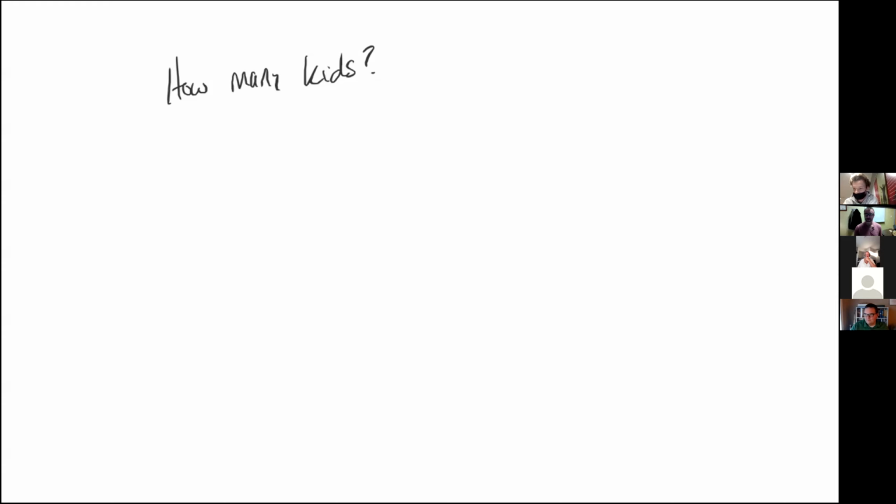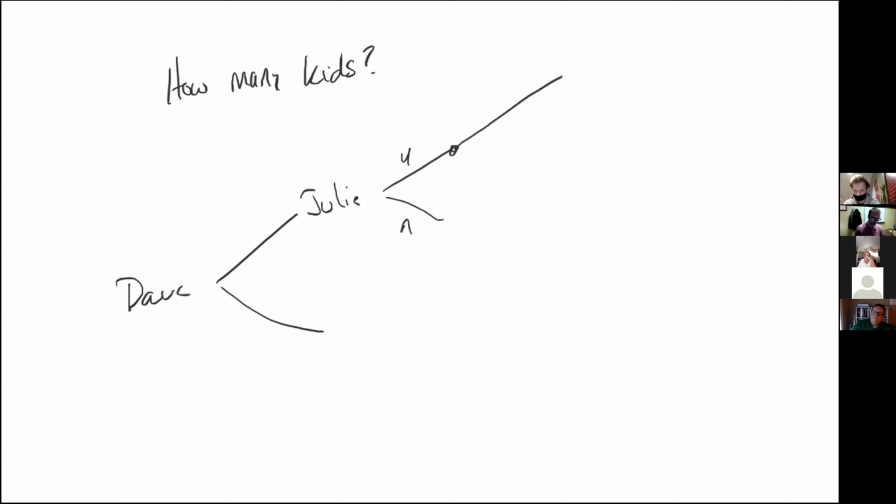But here's the thing, once you've had 1 baby, you can have 2, you can have 3, you can have 7, whatever number you want. You can just keep on trucking, right? And so you want to know, how many kids should we have? Well, we made a decision tree. So Dave asked Julie. Julie got to say yes or no. If yes, how many?